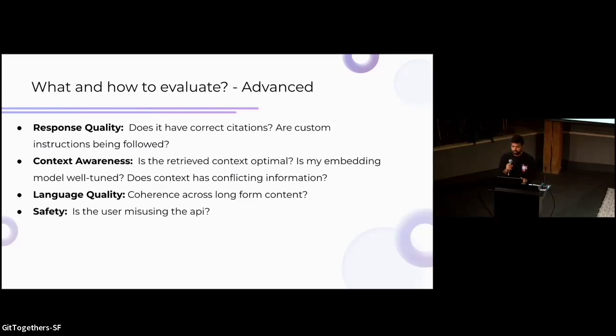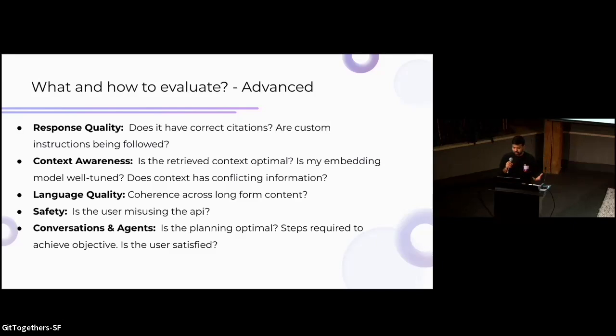Similarly, from the safety point of view, it's not just about detecting jailbreaks, it's also understanding as a whole if the user is misusing the API or misusing the LLM application. And then as we go to more fun stuff around agents and conversations, we want to check whether the planning which we got from the agent is optimal, and whether the number of steps we require to achieve the objective is optimal. We want to give the value to the user as quickly as possible. And this is one of the core things we see developers evaluating their LLM applications upon.